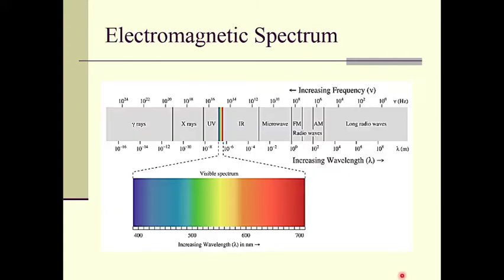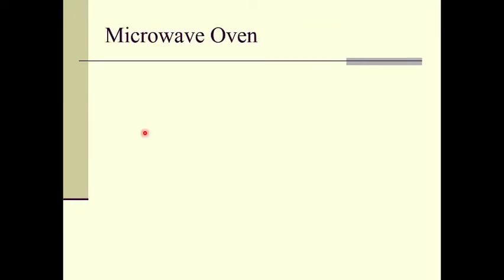In this electromagnetic spectrum, we can see the different waves are arranged with their respective frequencies or wavelengths. From left to right, the wavelength goes on increasing. Gamma rays have the smallest wavelength and radio waves have the longest wavelengths. From right to left, the frequency goes on increasing. That means the gamma rays have the highest frequencies, so they are the highest energy radiations, right? So let us study the applications.